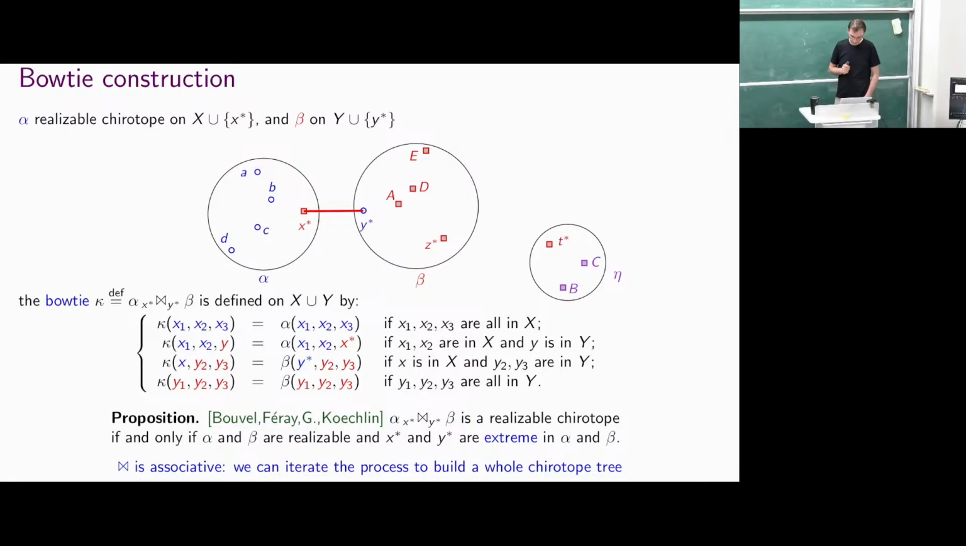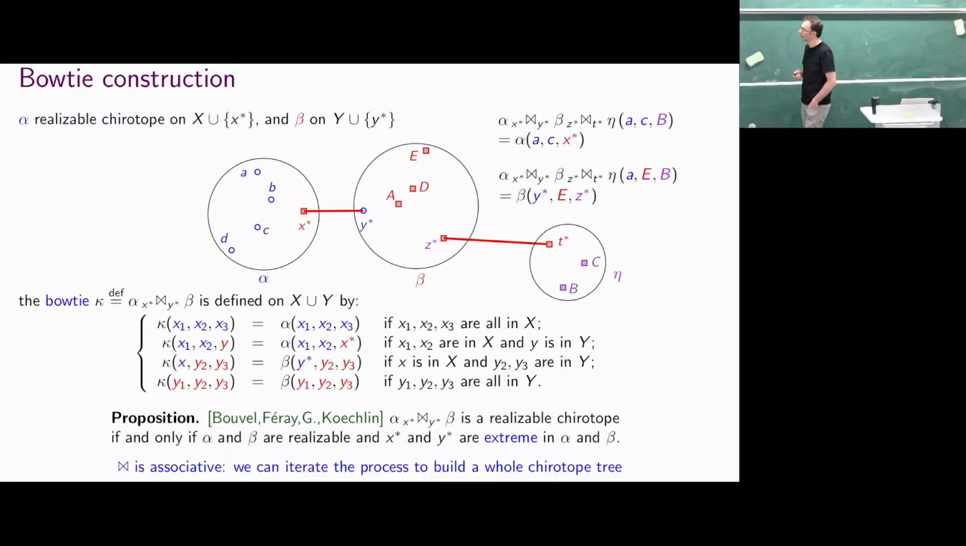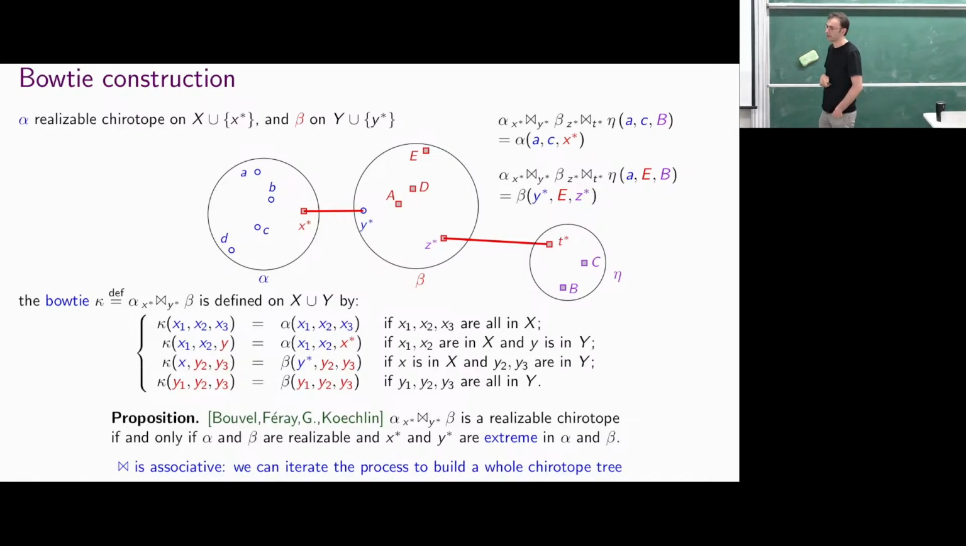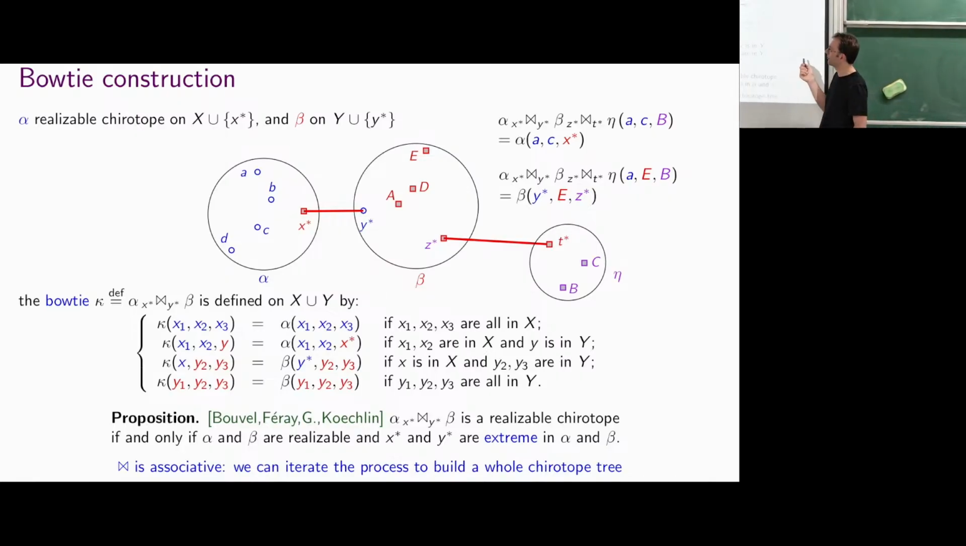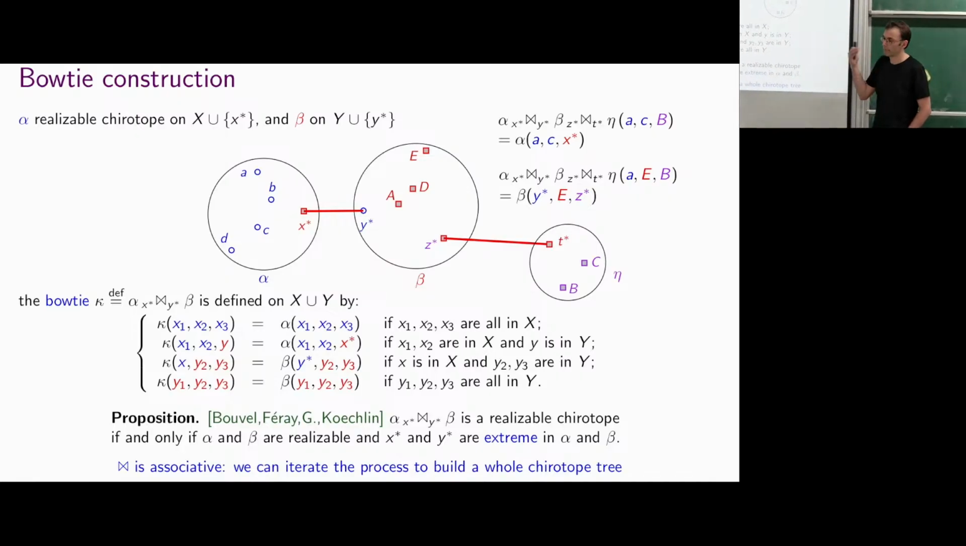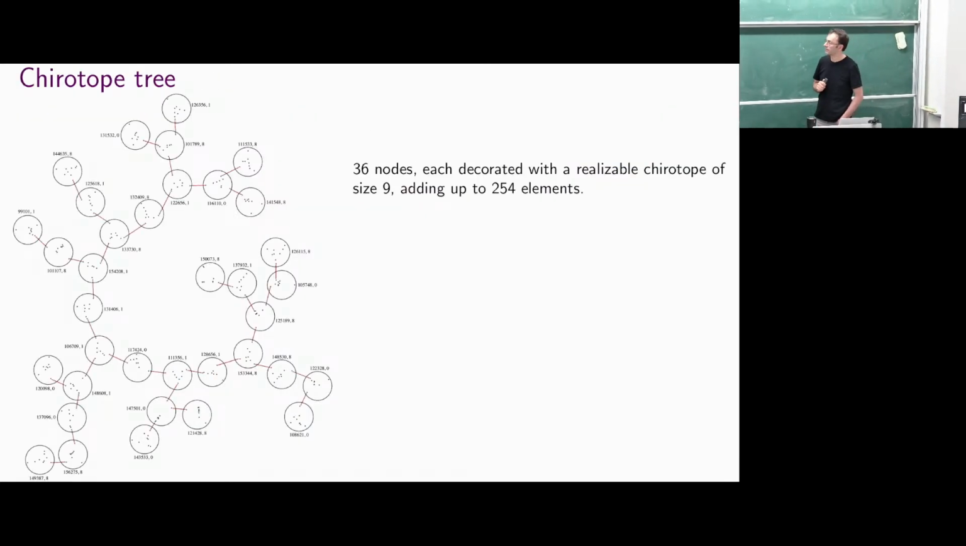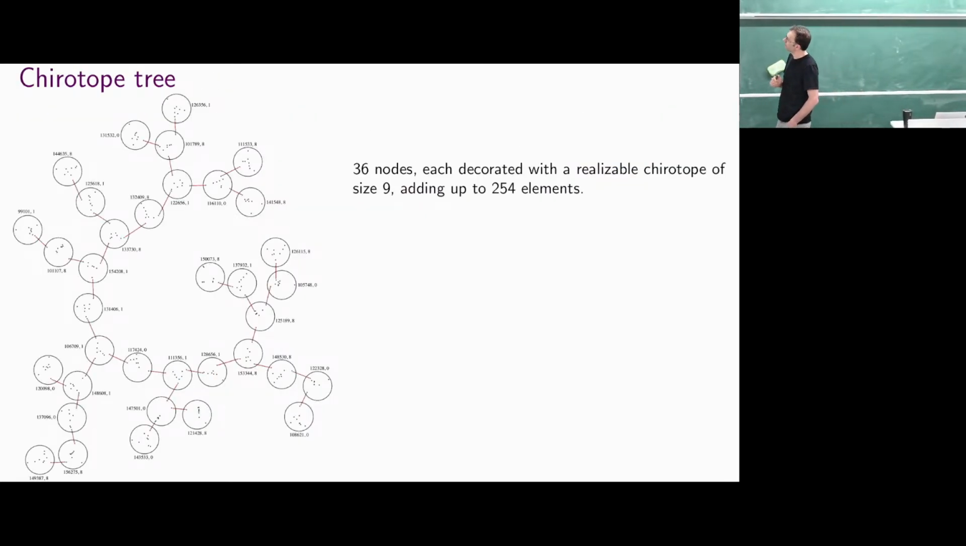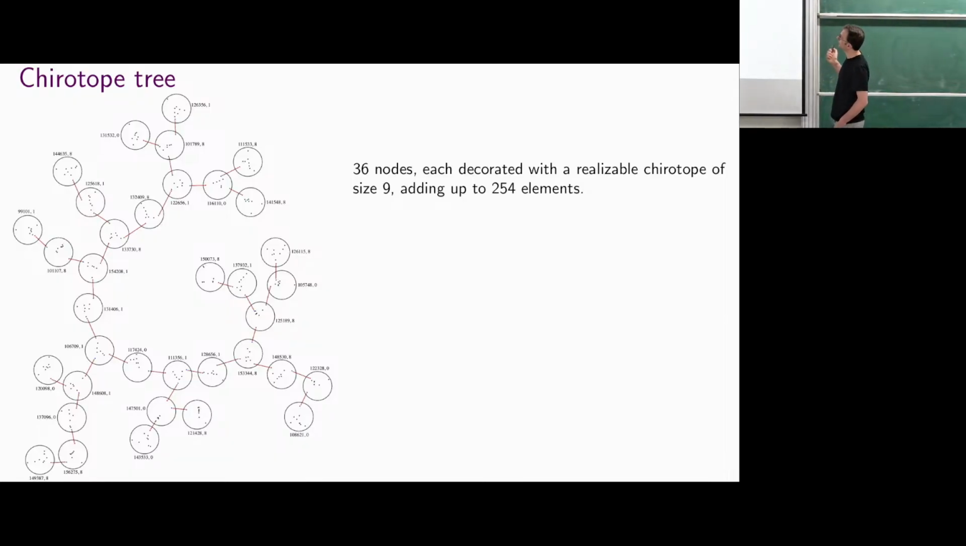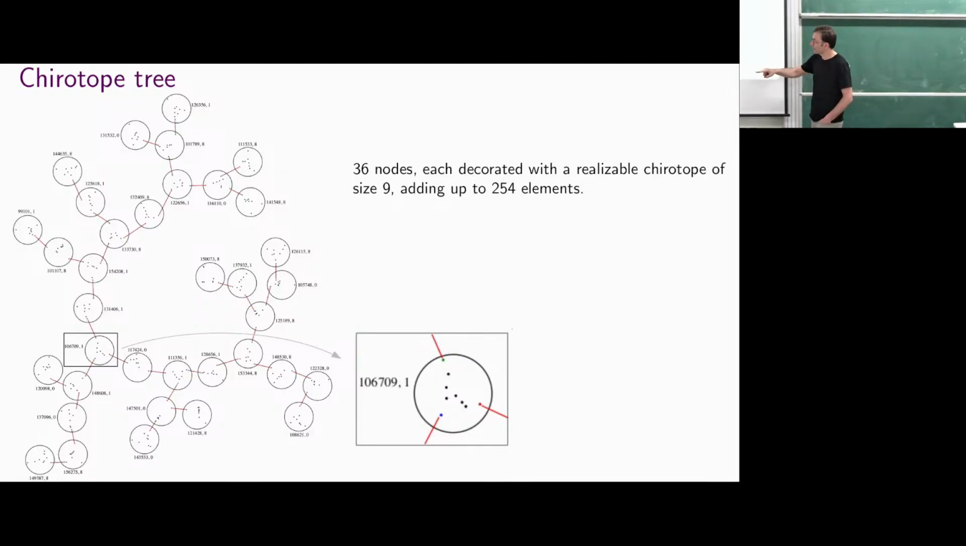Okay? And this operation is actually associative, so we can make trees. It doesn't matter, we don't need to keep track of in which order we do things. We just have a tree. Okay? And so we can look at something like this. This is the configuration, 36 nodes, each decorated with a realizable chirotope of size 9. This adds up to 254 elements, and if you zoom in there, what you will see is something like this.